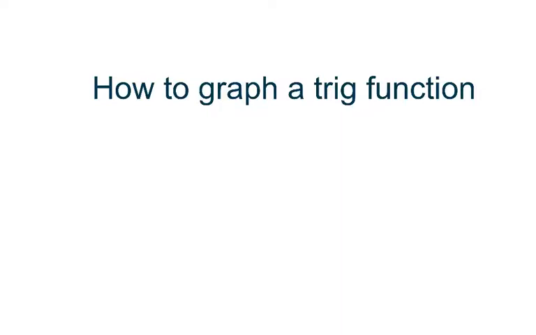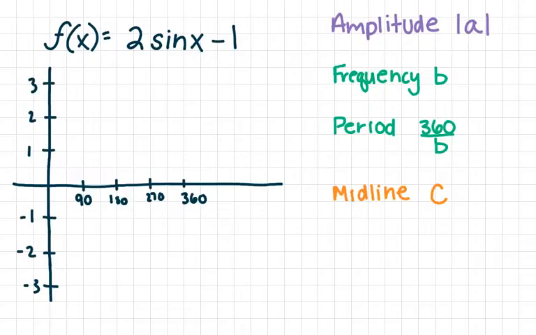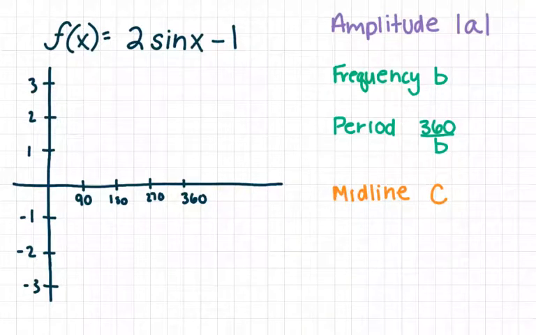How to graph a trig function. When given the function f of x is equal to 2 sine of x minus 1, the first thing I'm going to do is look at the amplitude, frequency, period, and midline.